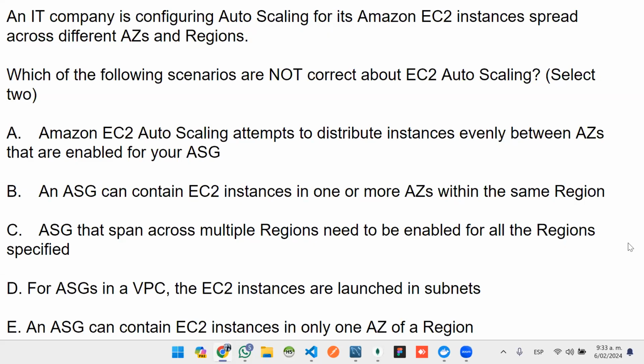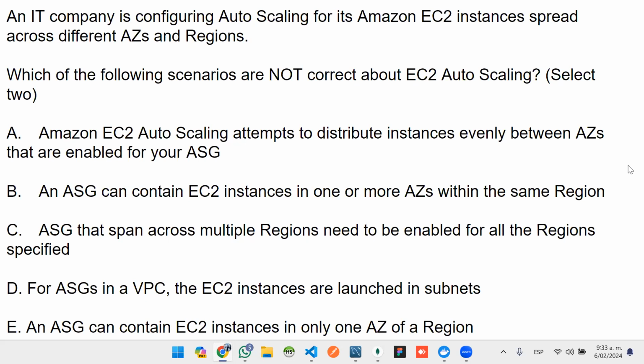An IT company is configuring auto scaling for its Amazon EC2 instances spread across different AZs and regions. Which of the following scenarios are not correct about EC2 auto scaling? Select two.